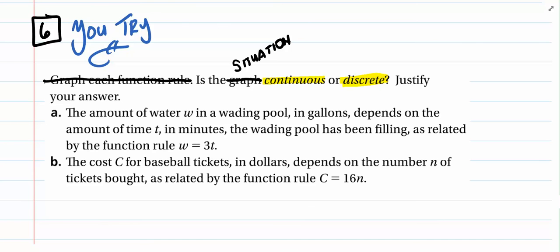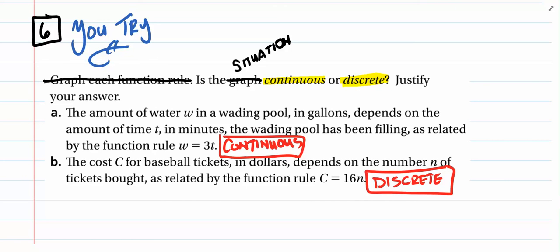Box number 6 is a you try. It says, is the situation continuous or discrete? Justify your answers. Hopefully you got the right answer. Part A is continuous because the pool is filling up, and it can be filled. I could stop it at any point. Like I could stop it after 2.5 seconds, or I could stop it after 10.5 minutes, so on and so forth.